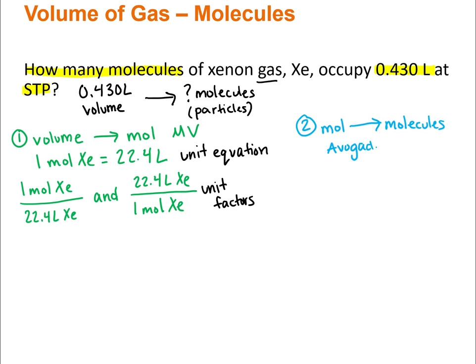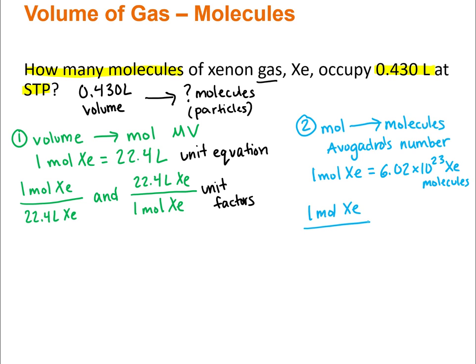Avogadro's number comes into play here. One mole is always equal to 6.02 times 10 to the 23rd particles. In this case, we've got xenon. The unit factors for this will also always look the same. The identity of the molecule or the particle or whatever it is will change, but the numbers themselves, the 1 mole and the 6.02 times 10 to the 23rd, are always the same.